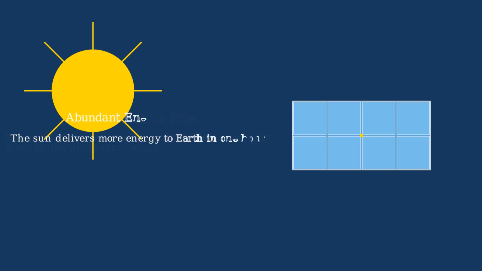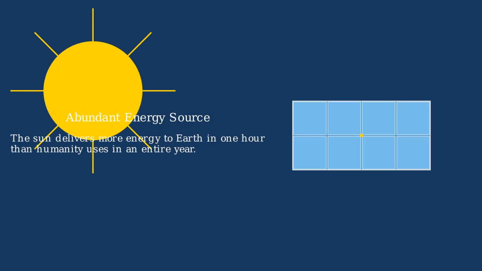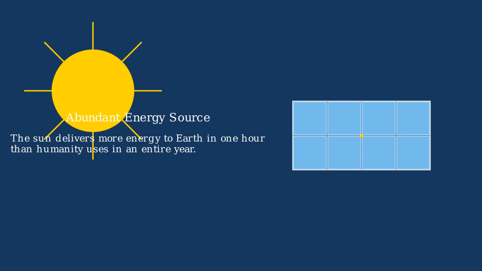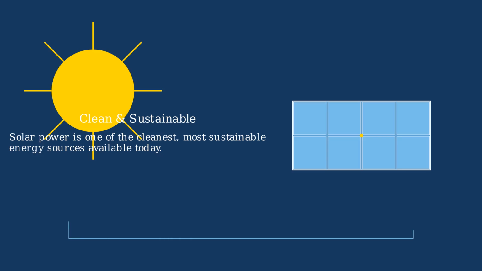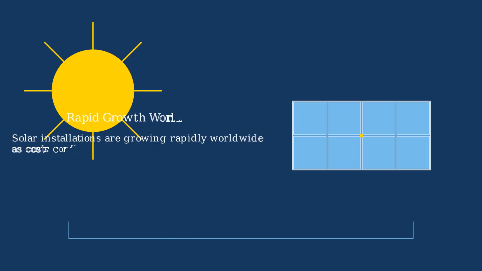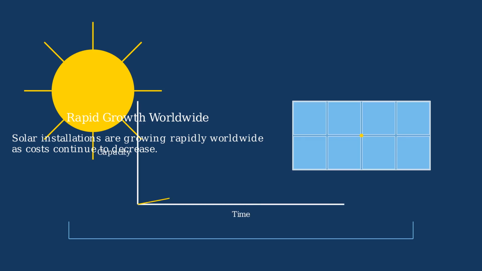The sun is an incredibly abundant source of energy, delivering more power to Earth in 1 hour than humanity uses in an entire year. Solar power represents one of the cleanest, most sustainable energy sources available today. Solar installations are growing rapidly worldwide as technology improves and costs continue to decrease. As we continue exploring solar technology, we'll see how these remarkable systems work at a fundamental level.